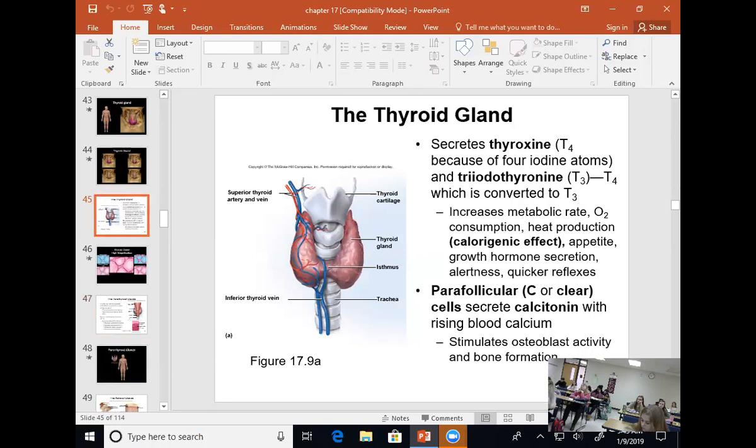This is a hypothyroid. Tell me how a person's feeling with hypothyroid. Tell me the symptoms they're feeling, exhibiting. What are they coming to you with? What are they looking like if they're hypothyroid? They're tired.